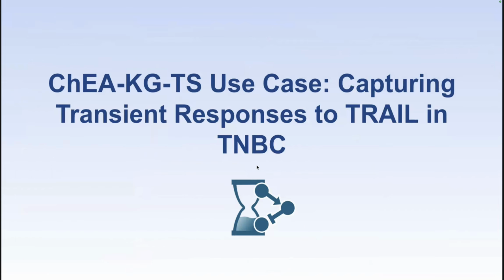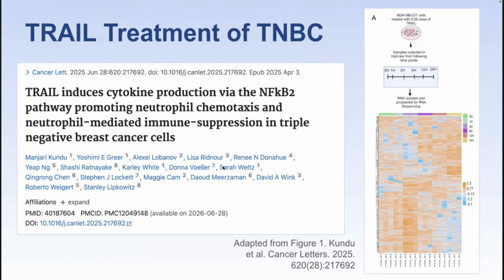So we applied ChEA-KG-TS to explore the response of triple-negative breast cancer to treatment with the cytokine TRAIL. This is using data from this study by Kundu et al., which aimed to unravel the effects of TRAIL on the triple-negative breast cancer cell line, MDA-MB231. This is a figure from their paper showing the schematic of the experiment. But TRAIL is a possible therapeutic which has shown limited efficacy in clinical trials.